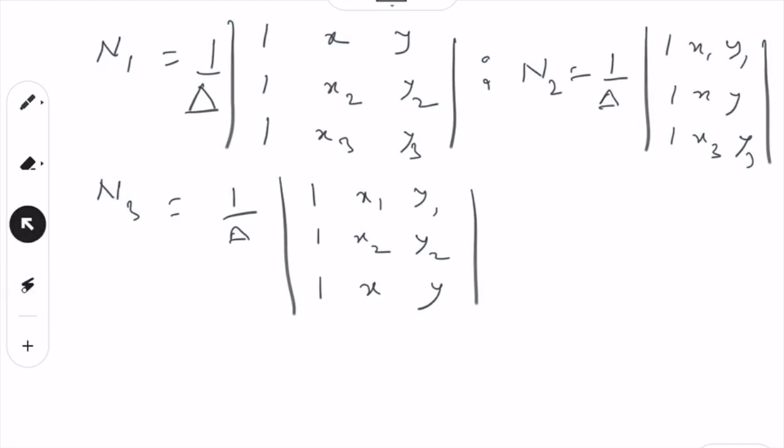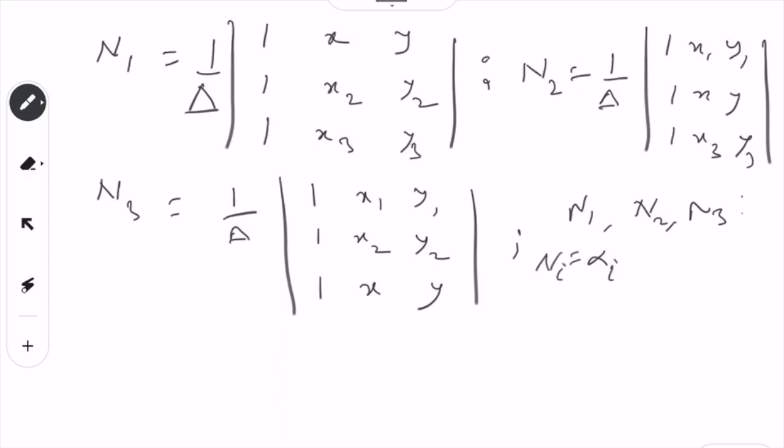And also you can see that this is linear. How? You can expand it. So N1 will be equal to 1 times this multiplied by this minus this multiplied by this, plus x times y2 minus y3, plus y times x3 minus x2. So x and y are not multiplied together; x is multiplied with a constant. The coefficient of x is y2 minus y3, the coefficient of y is x3 minus x2, and so on, right? So N1 is linear, and you can recognize that N1, N2, N3 are of this form: Ni equals alpha i plus beta i x plus gamma i y.